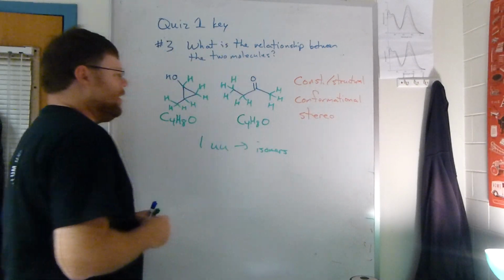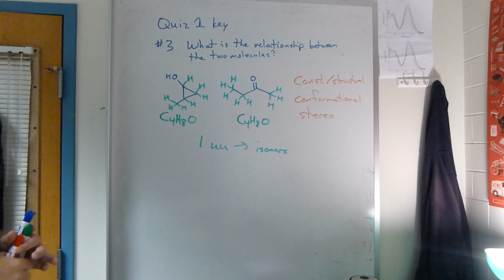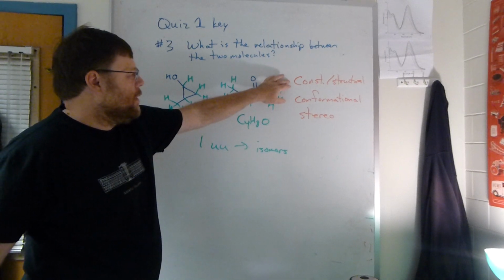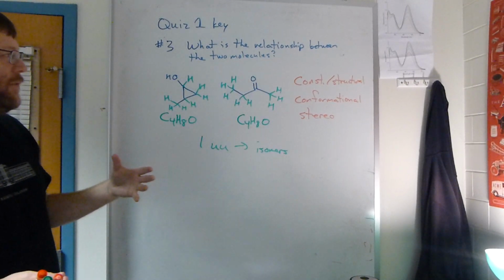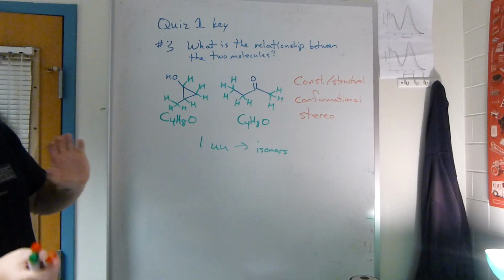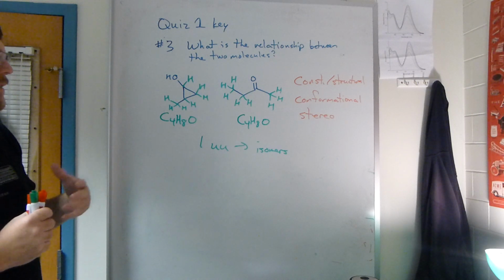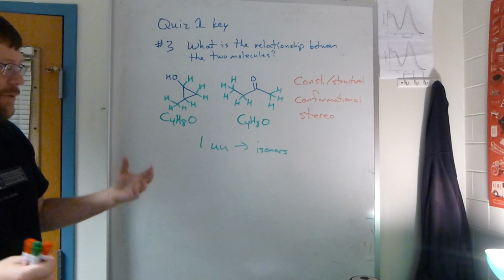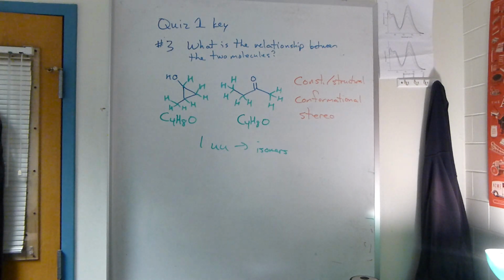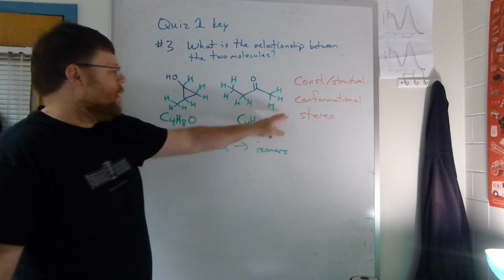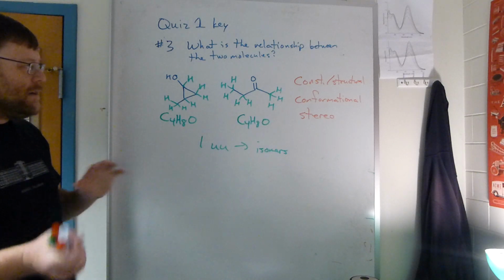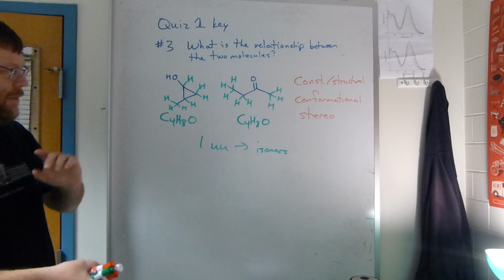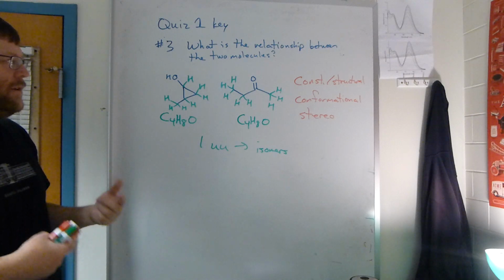I don't know if you really know stereo. I've mentioned it in class. So, constitutional isomers are connected differently. Okay, there's no way to simply rotate around a bond and make the two structures the same. So you have to break bonds in order to make those two structures the same if they're constitutional isomers. Conformational isomers, on the other hand, you can actually go back and forth between the two structures simply by rotating around an allowed single bond, right?